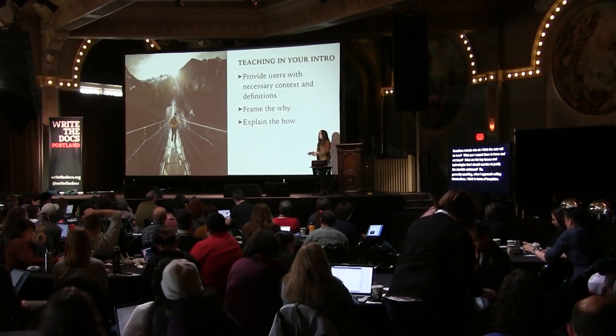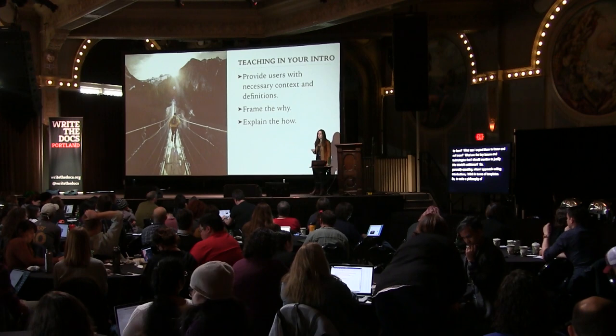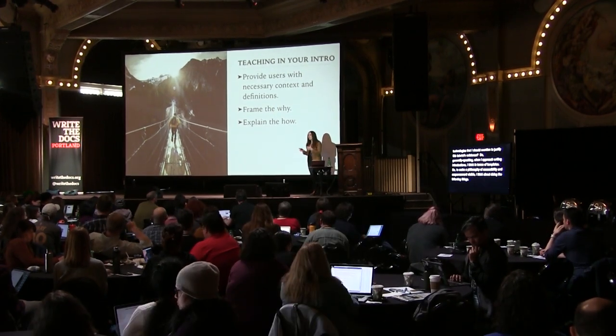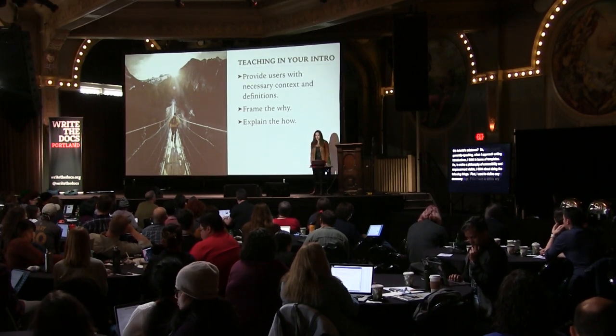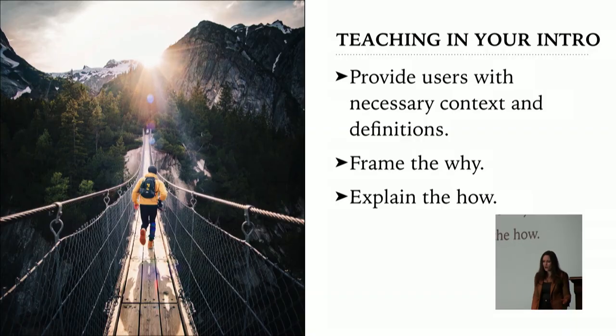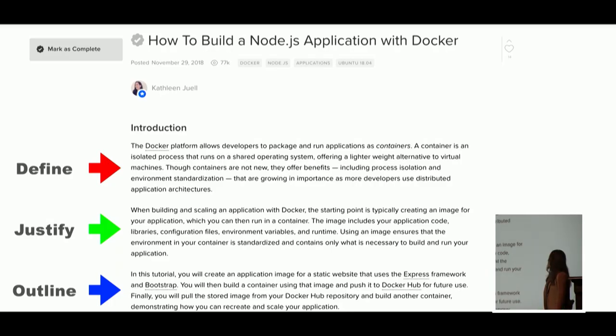So to make a philosophy of accessibility and empowerment visible, I think about doing the following things. First, I want to define any necessary terms and concepts. Second, I want to try to address the central problem or methodology that the tutorial will cover. And then finally, I want to tell the reader what we're going to make together. So here's how this can look in practice. Write the first paragraph, define. Second paragraph, justify. Tell the reader why this matters. And then finally, outline where you're going next with them, what you're going to make.